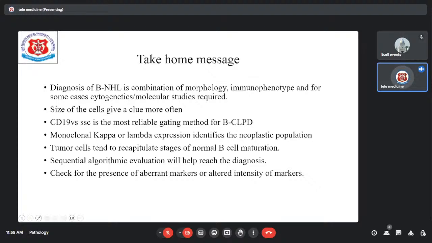A reliable gating marker is CD19. Then check for the clonality markers like kappa or lambda, which will help you in telling whether you are dealing with a monoclonal or polyclonal population. And just remember that the tumor cells always recapitulate the various stages of maturation of the normal B cell. So remember the normal B cell maturation and the markers. Please check for the presence of aberrant markers or altered intensity of markers.